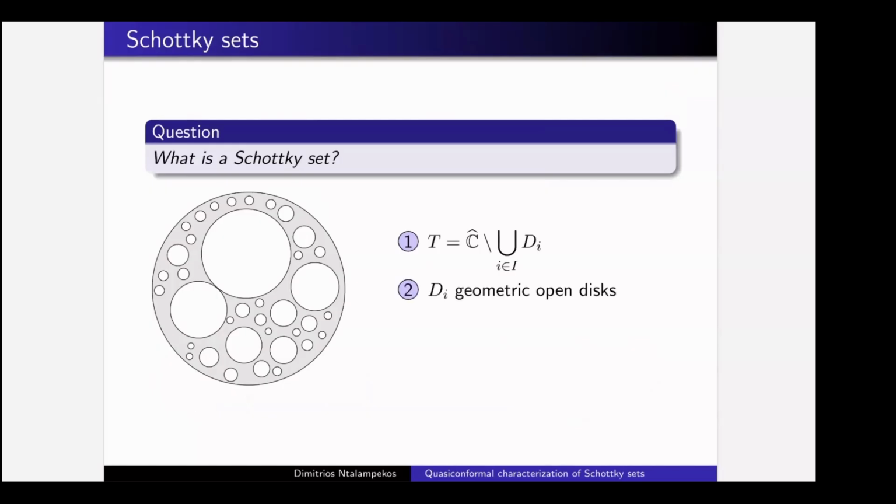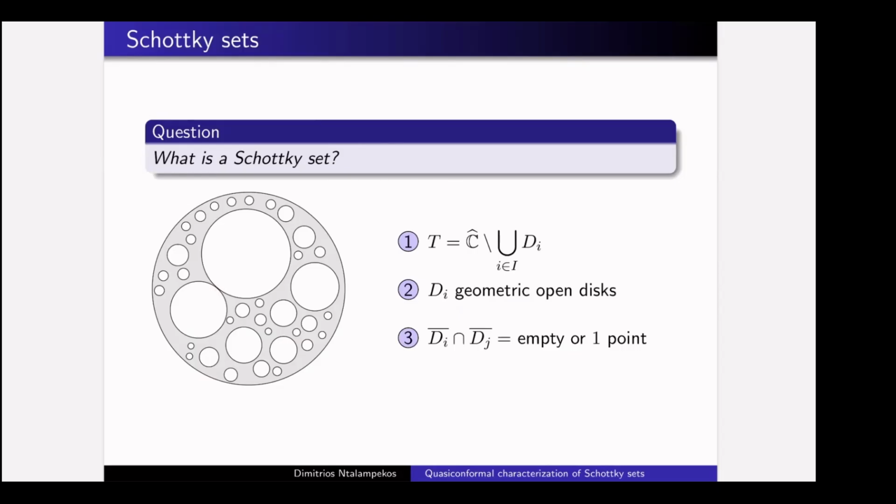The disks must be geometric open disks, so the spherical radius is less than pi, so that they don't cover the whole sphere. And the closures are either disjoint or they could contain one point. So we just exclude the situation where we have two disks that have exactly the same boundary. This is the only case that we exclude.